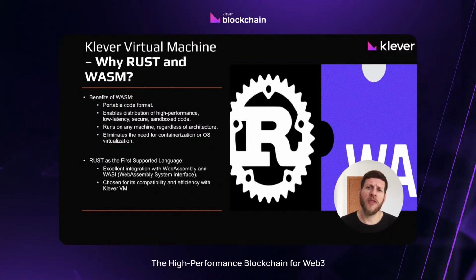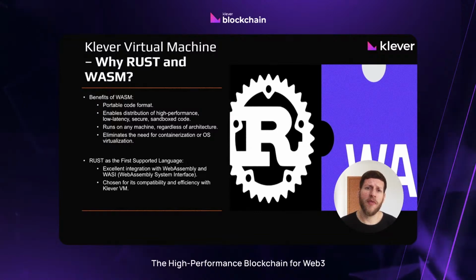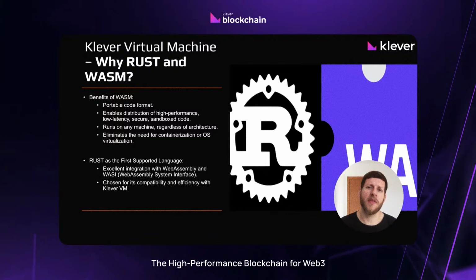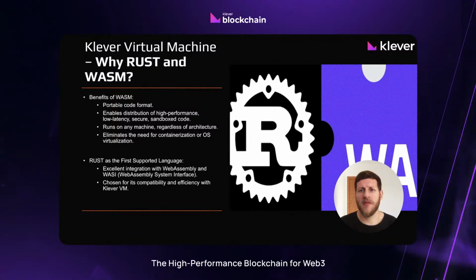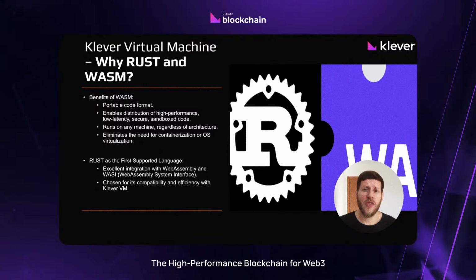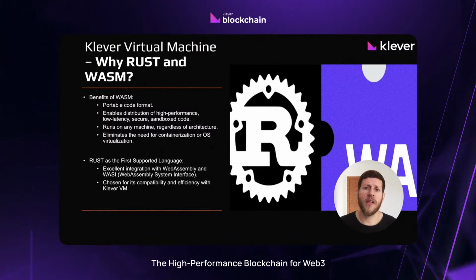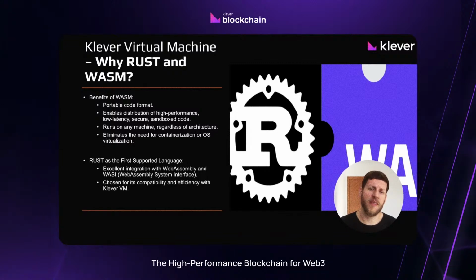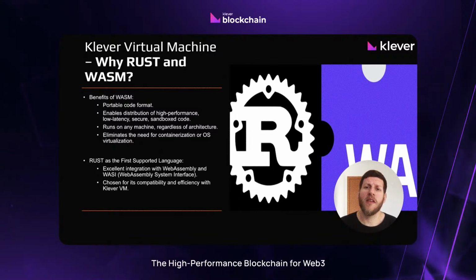WASM gives us more than just a portable code format. It gives us a way to distribute high performance, low latency, secure, sandboxed code that can run on any machine, regardless of architecture, without the need for containerization or OS virtualization. And Rust was chosen as the first supported language because of its excellent integration with WebAssembly and WASI, the WebAssembly System Interface. But thanks to the portability of WASM, we can support a lot of new languages in the future.